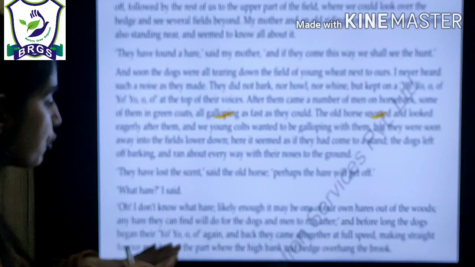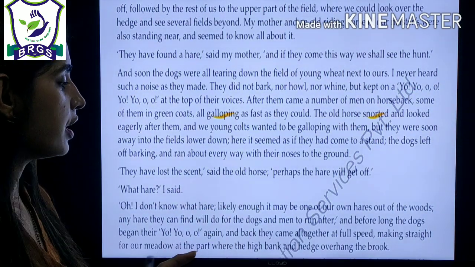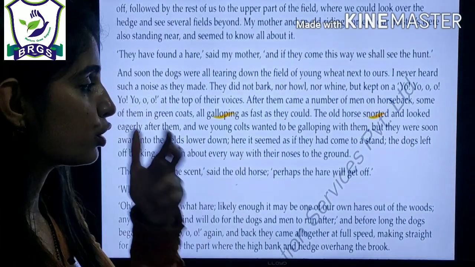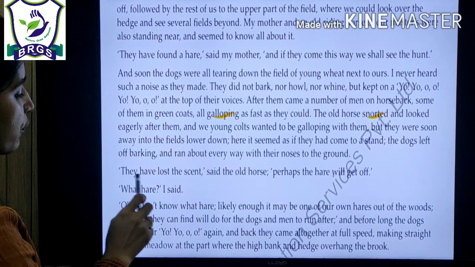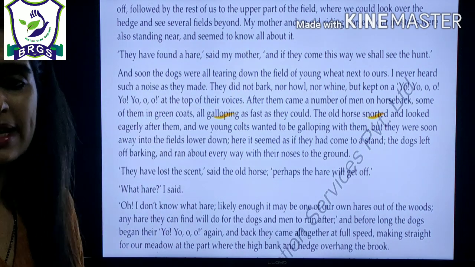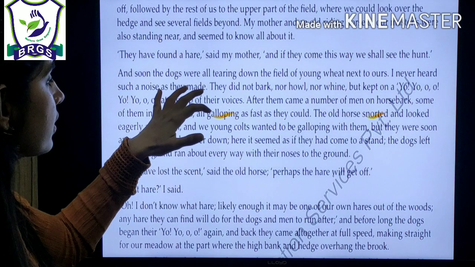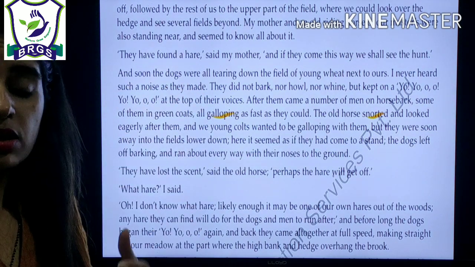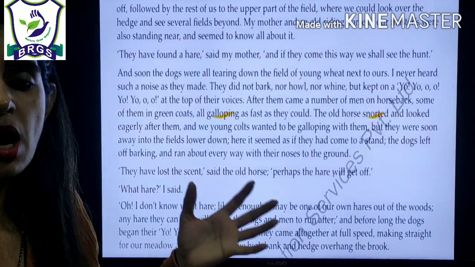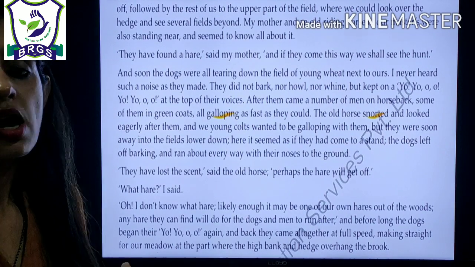The dogs left off barking and ran about every way with their noses to the ground. They wanted to smell. So what we have read in this stanza is that when the mother was saying that we will see the hunt, after that they soon found the dogs there. They were coming through the fields and they were looking for the hare.